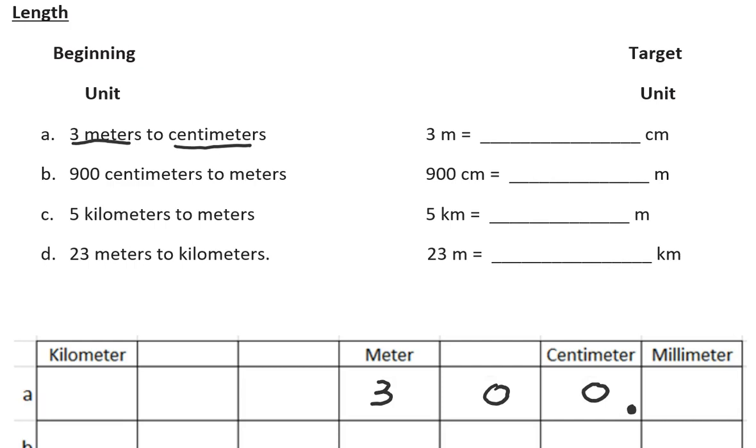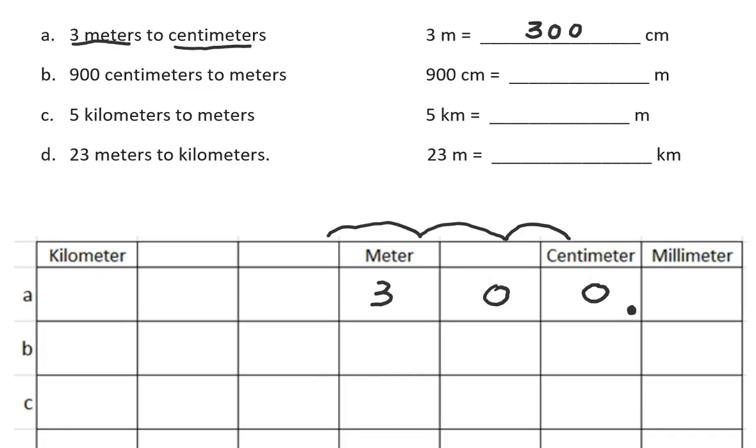So 3 meters is the same thing as 300 centimeters. And again, that is reinforced by the idea that meters are 2 place value spaces to the left of centimeters. Every space we move to the left, the numbers get 10 times bigger. So 3 meters is the same thing as 300 centimeters.